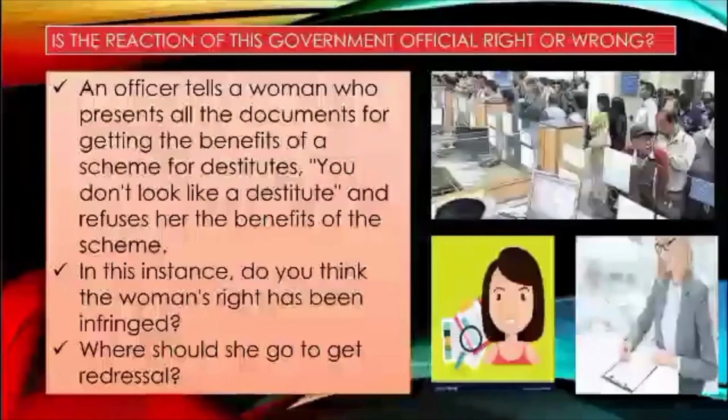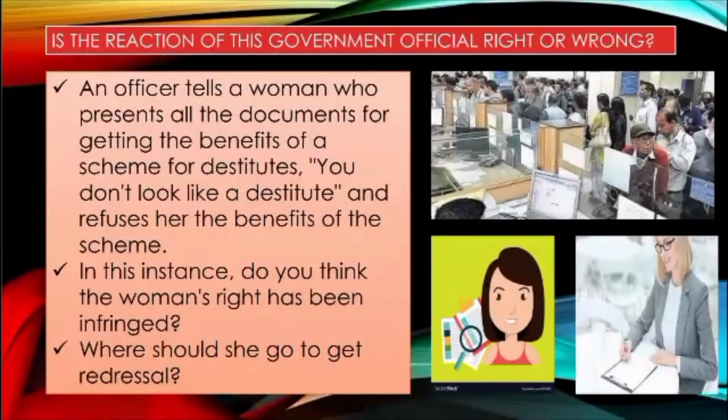Now in your textbook on page number 81, one problem is given and they have asked for a suitable solution to the problem. So let's see what it is. Is the reaction of this government official right or wrong? They have asked us a question.